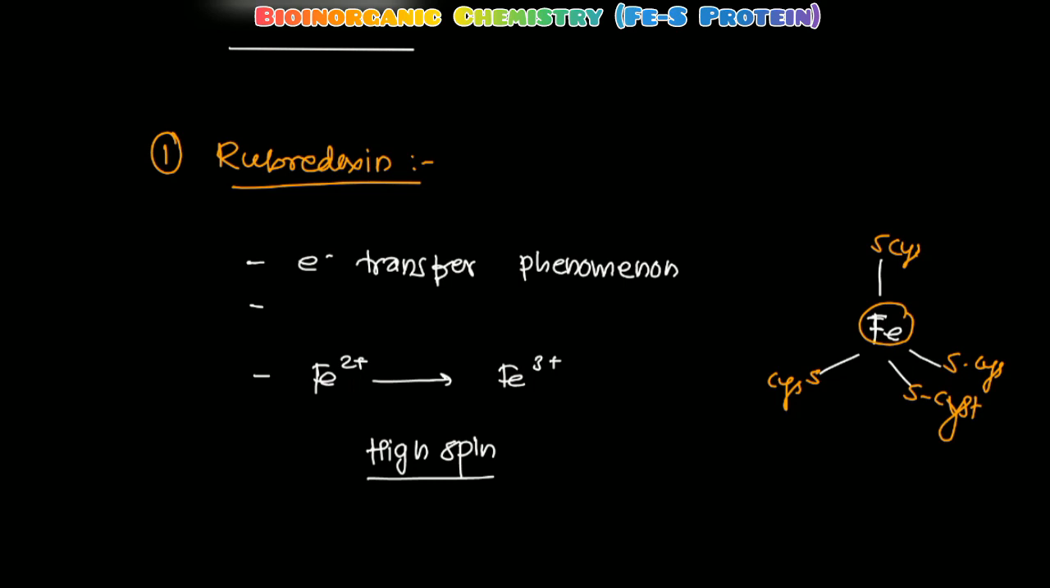The oxidized form, Fe(III), is reddish in color, while the reduced form is colorless, because the electron transition occurs in the infrared level, which cannot be seen by the naked eye. So this is about rubredoxin.